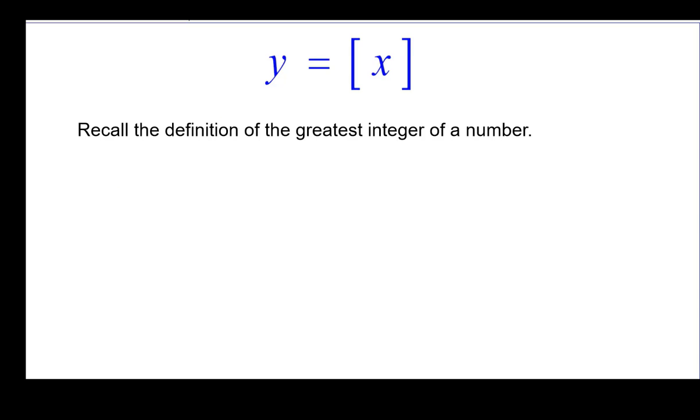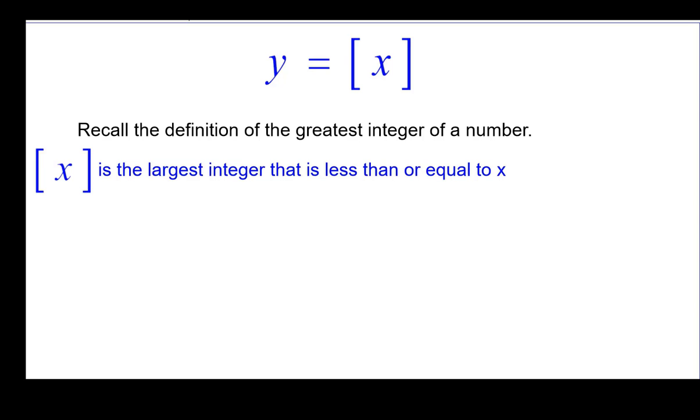First of all, we need to recall the definition of the greatest integer of a number. So the greatest integer of x is the largest integer that is less than or equal to x. And that takes a little bit of thought, especially when we get to negative numbers, so hang with me there. So let's look at the greatest integer of these four numbers here.